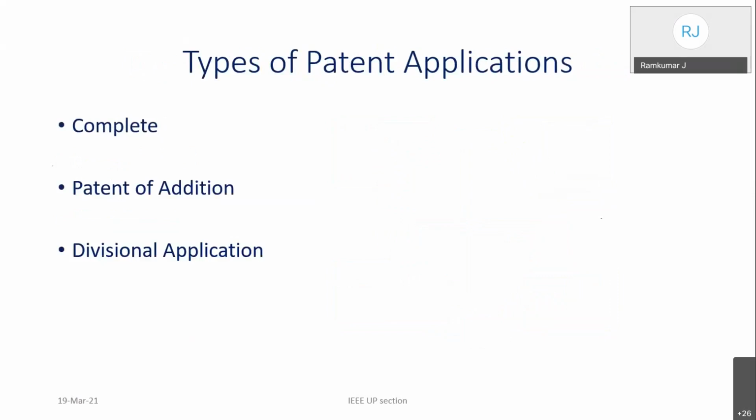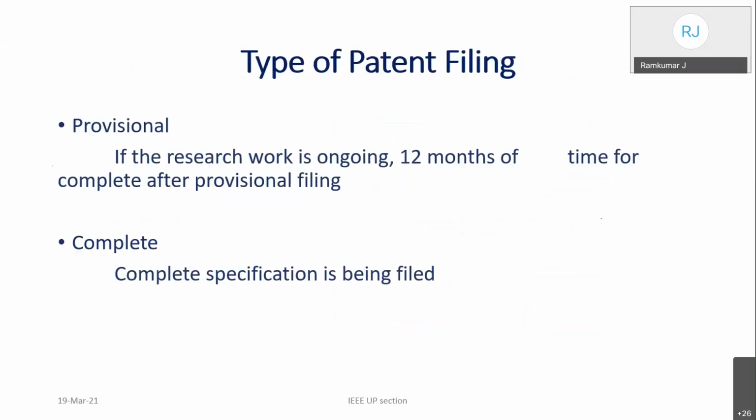The type of patent application, it has to be complete. Patent of addition can also be there. You do some X today. Tomorrow you want to add X plus Y. Y independently cannot exist. So you can say X plus Y together. So divisional applications are there.